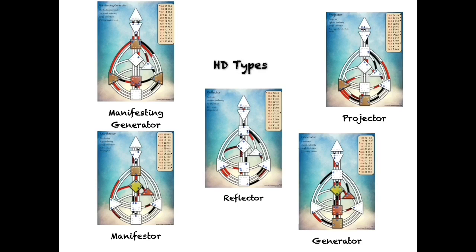A reflector will always have all white centers, no color at all in the centers, other than they can have a little red or black in the channels. Now, a projector and a manifestor are a little bit more difficult to see and know exactly their type, but it will always be written on all of your charts, so there's no concern about not knowing what your type is. So let's go through the types and just quickly how a type is determined to be a specific type.